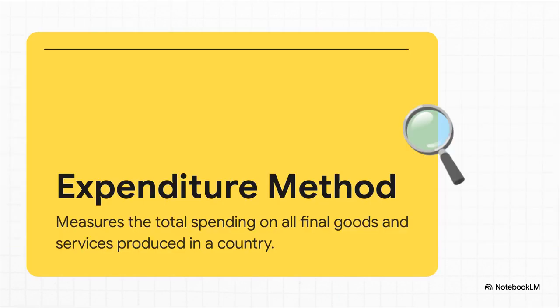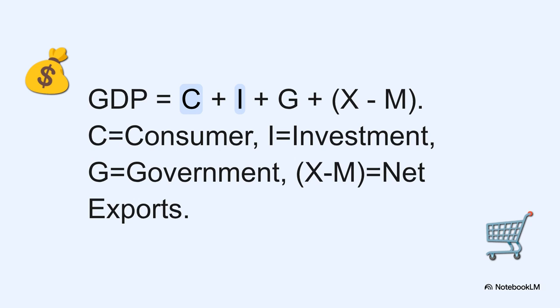First up, let's talk about the spending path. Now, this approach is probably the one that makes the most sense to most of us. It's literally all about following the money. You just add up every single dollar, every rupee spent on all the final goods and services inside a country for a whole year. And this brings us to probably the most famous formula in all of economics.